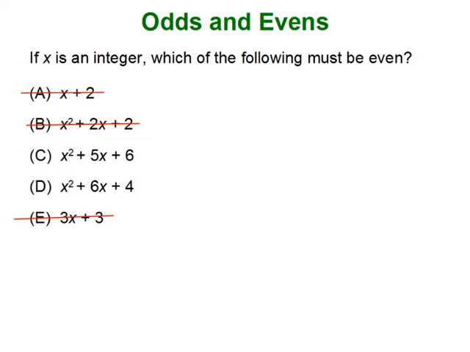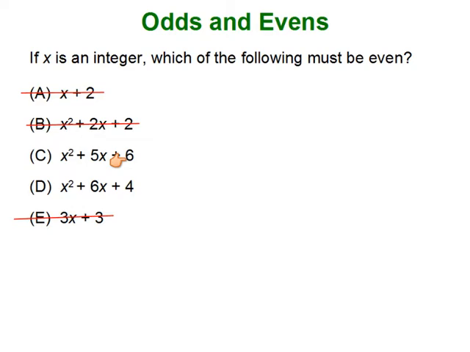Moving on to answer choice C, a little different here with 5 and 6. So with 5, there's no telling. If x is even, say for example 2, then this is going to be an even number. But if x is odd, for example 3, then this is going to be an odd number, so it matters here. Let's consider the whole thing. If x is even, this would give us an even plus an even plus an even. That's going to give us an even number.